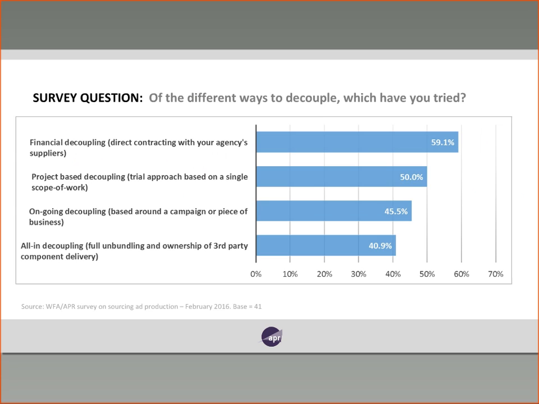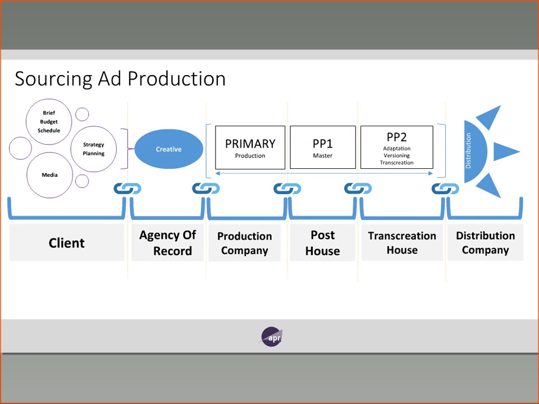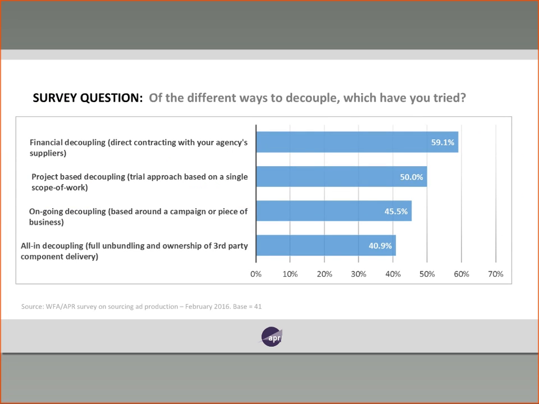If we look at the next survey question, the response that we had from the WFA members is that, well, let's go back one second. If we look, an important part is that decoupling is not a single definition. It can be taking each one of these elements separately and sourcing and managing it independently. It can be bundling a few of those and managing those via another partner, etc. But there are many different ways to decouple. And one of the questions that we asked in the survey is, which of the different ways to decouple have you tried?